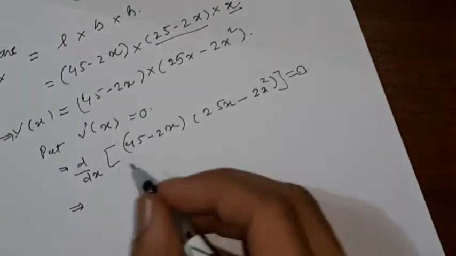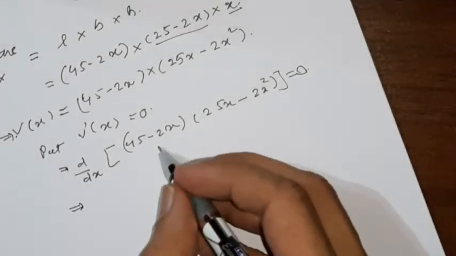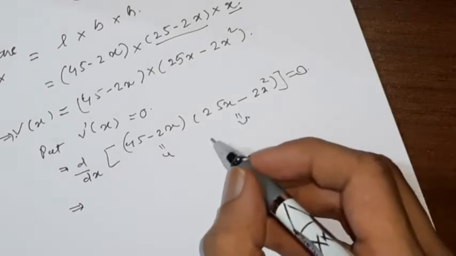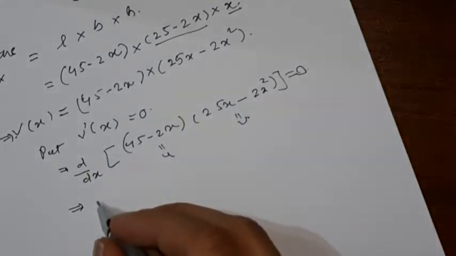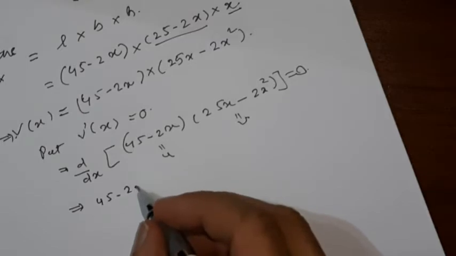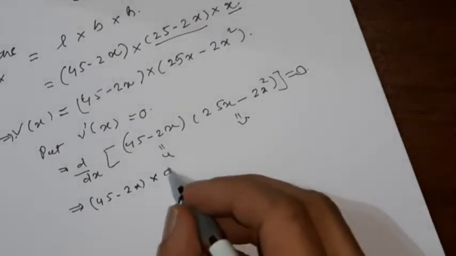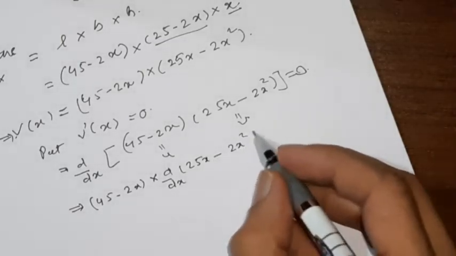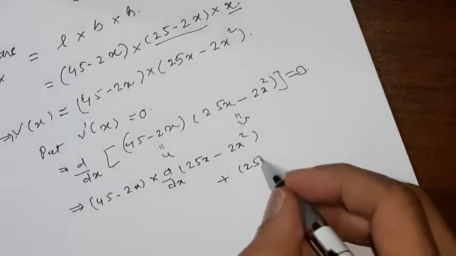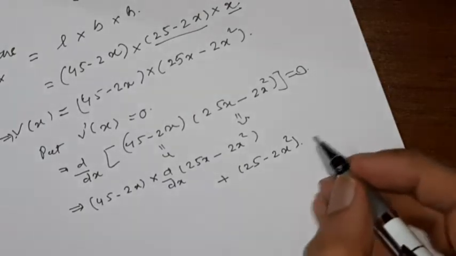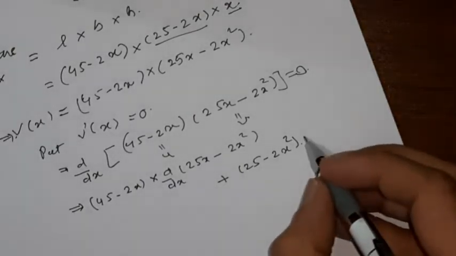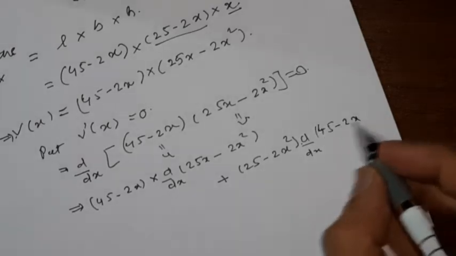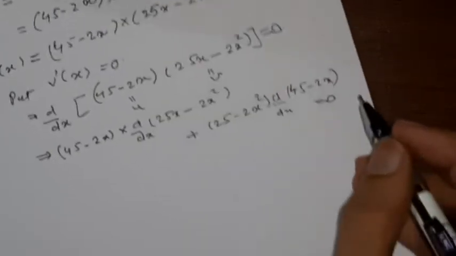Okay, so the derivative of this function is what? We can call this u, this v. So product rule of derivatives: 45 minus 2x into the derivative of 25x minus 2x square, plus 25x minus 2x square into the derivative of 45 minus 2x, equal to 0.